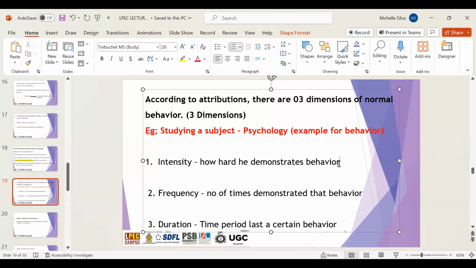Frequency is the number of times you demonstrate that behavior. Let's say every day you are studying 3 hours on psychology, and every day you are searching for extra information through the internet about psychology. So it's frequency, the number of times you demonstrated. Then duration means the time period a certain behavior lasts.